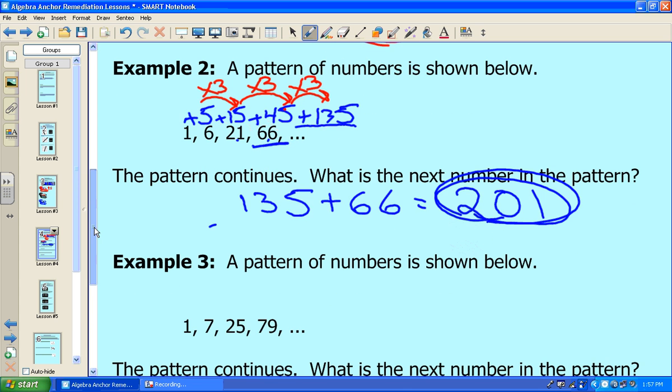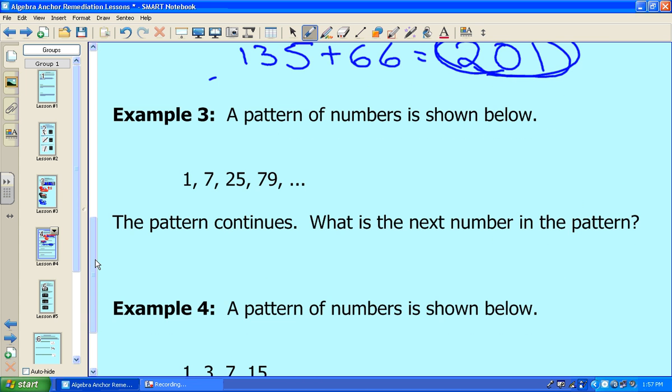Okay, let's move on to example 3. From 1 to 7, the difference between those is 6, so you're adding 6. Next pair of numbers is 7 and 25. That is a difference of 18, so you are adding 18. 25 to 79, the numbers jump there a little bit. You are adding 54 to get to the 79. If you look, you are adding 6, 18, and 54.